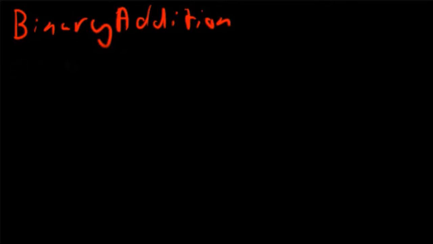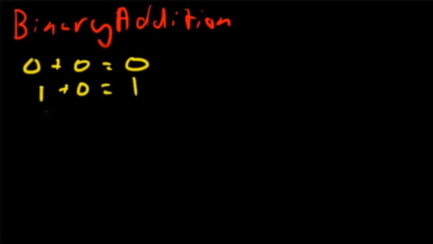Okay, binary addition works on the XOR gate principle. If you know what an XOR gate is, that's fine. I'll explain sort of what it does anyway now. So if you add a 0 and a 0, it's equal to a 0, a 1 and a 0 is equal to a 1, a 0 and a 1 is equal to a 1, and a 1 and a 1 is equal to a 0.